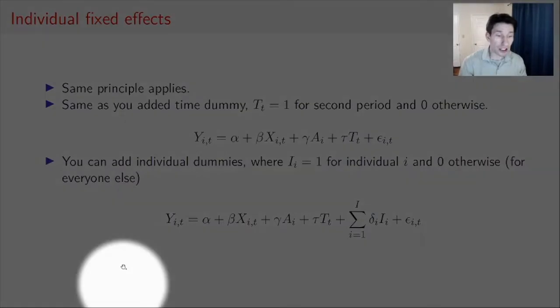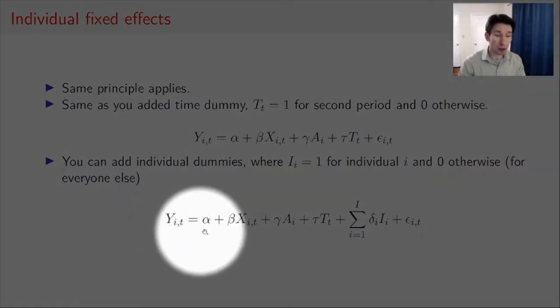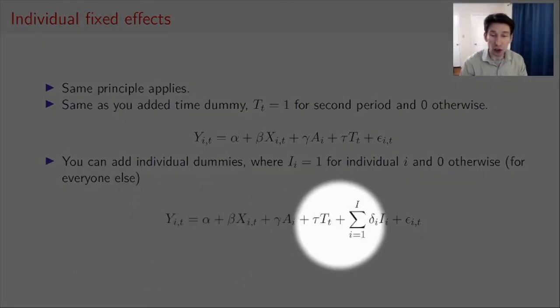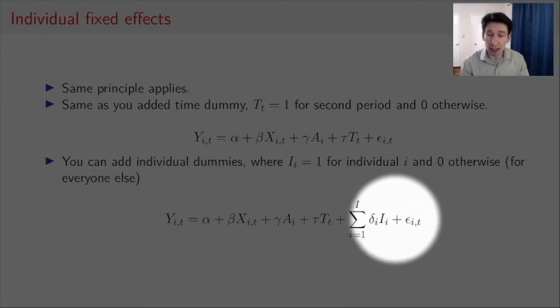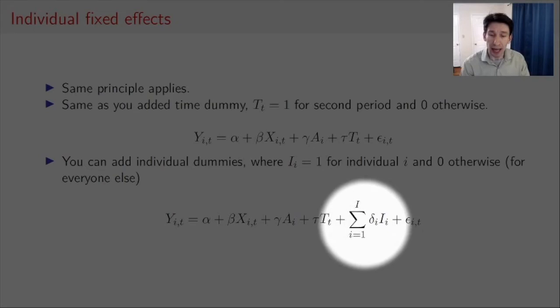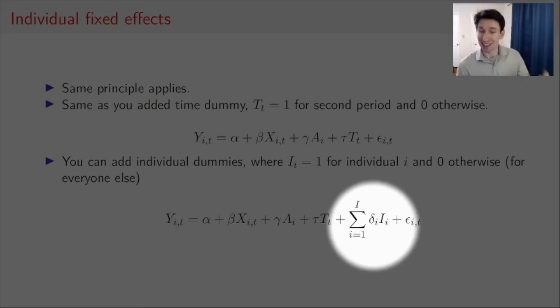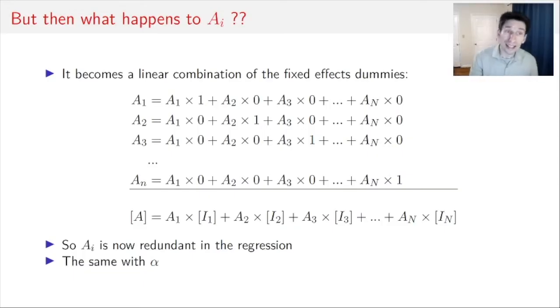In the equation, it looks like this. You're still regressing y on all of these terms, and you add a series of dummies. There are as many of these i dummies as you have individuals in your panel. And each of them gets its own delta coefficient in the regression. Okay, but wait, what happens to ai in that case? Well, ai has become a linear combination of the fixed effects dummies.